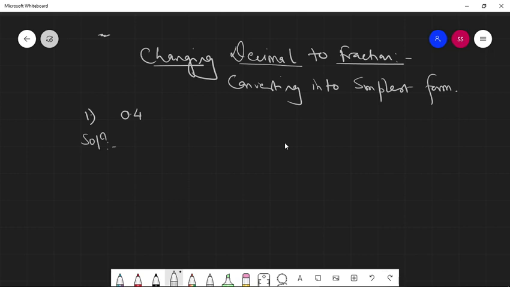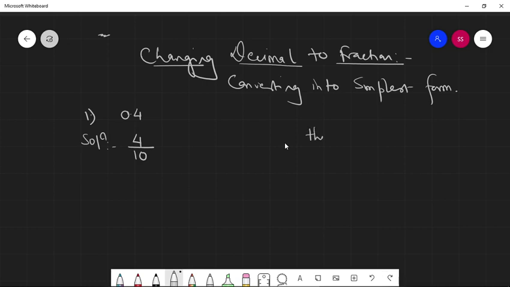Just one. So to remove this decimal sign, we write 4/10. Here there is only one digit in the tenths place, so we can write 4/10. This is the first part. I have converted the decimal 0.4 into a fraction, but this is not the simplest form.